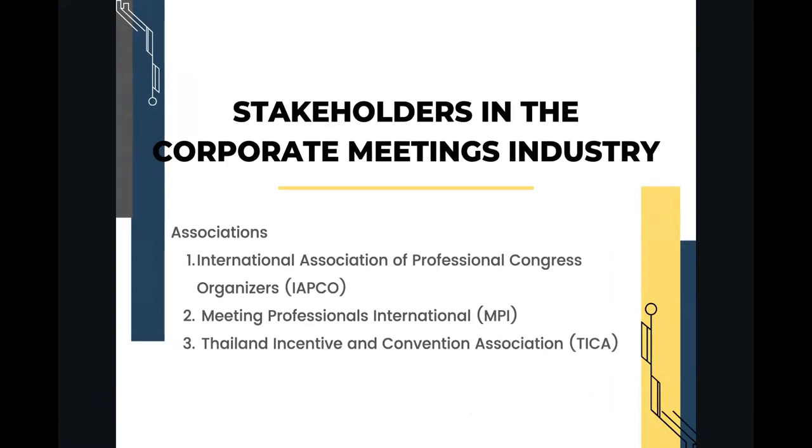The second part of the stakeholders is the associations. The first, the International Association of Professional Congress Organizers or IAPCO. They represent extensive information, trend analysis, and training courses. The second, Meeting Professionals International or MPI. First, they build a rich global meetings and act as a knowledge platform. Second, they grant awards that recognize positive impact.